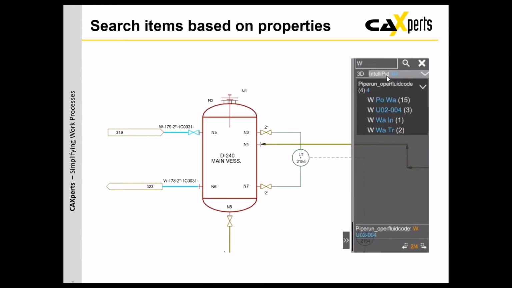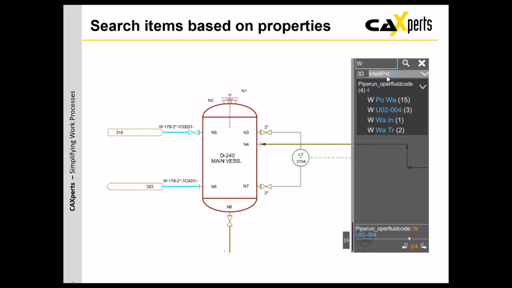The real powerful search is the search for data in the data package. So this will look across the complete list of attributes that is available in the data package. And for instance, it will show you that this fluid code is available on multiple PIDs. And of course, in each PID, it can be available on multiple pipe runs.